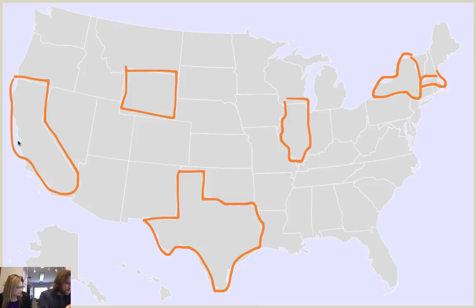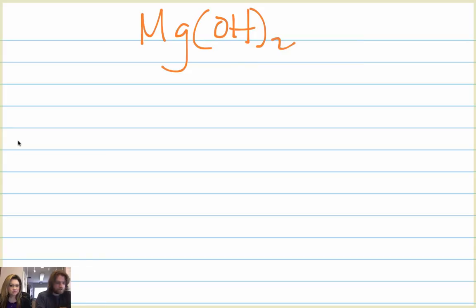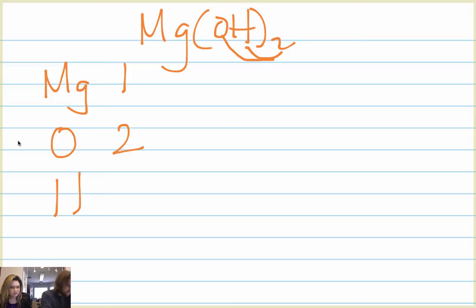So let's do some examples. Let's go to our paper. Okay, there we go. So let's start with a compound, and we're just going to do this one example. We've got magnesium hydroxide, Mg(OH)2. Remember, the 2 always goes on the outside of the parentheses when you have more than one of a polyatomic. So we're going to first figure out how many of each element we have. We've got 1 magnesium, and we have to distribute this 2 to both things here. So 2 oxygens and 2 hydrogens.